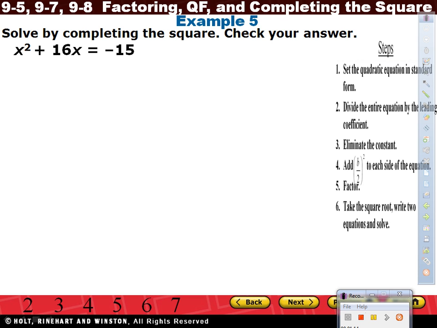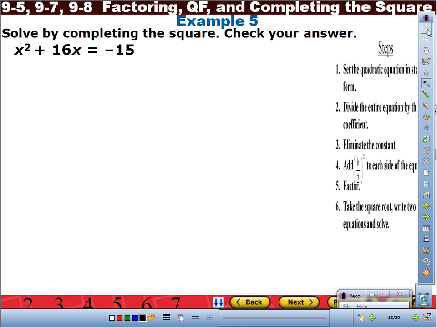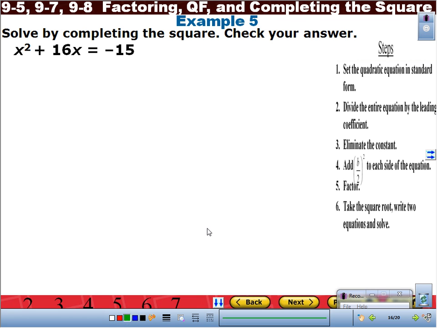All right, here we go. So let's do this together, just to make sure we're on top of things. So we're doing this by completing the square. Tell your neighbor which way we're doing it. Okay, so here we go. Step 1. Set the quadratic equation in standard form.